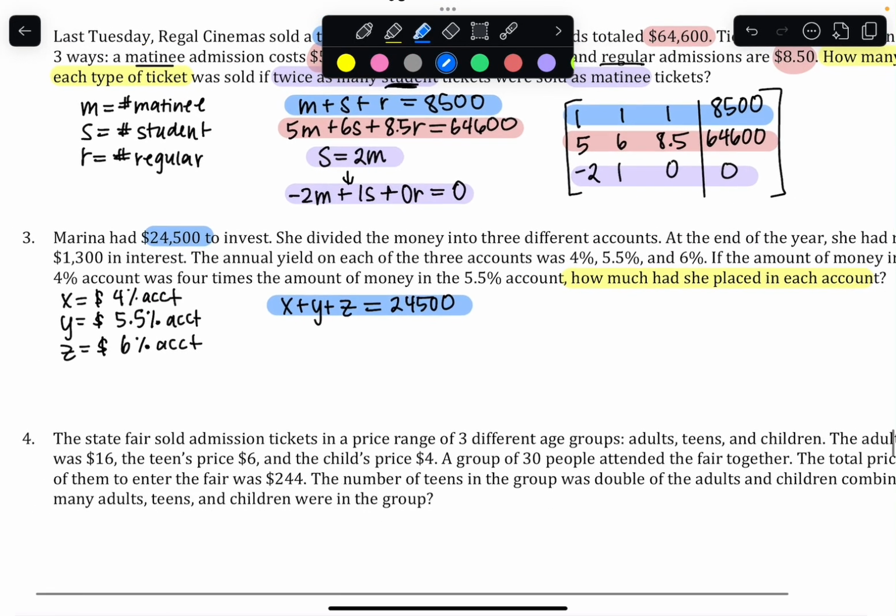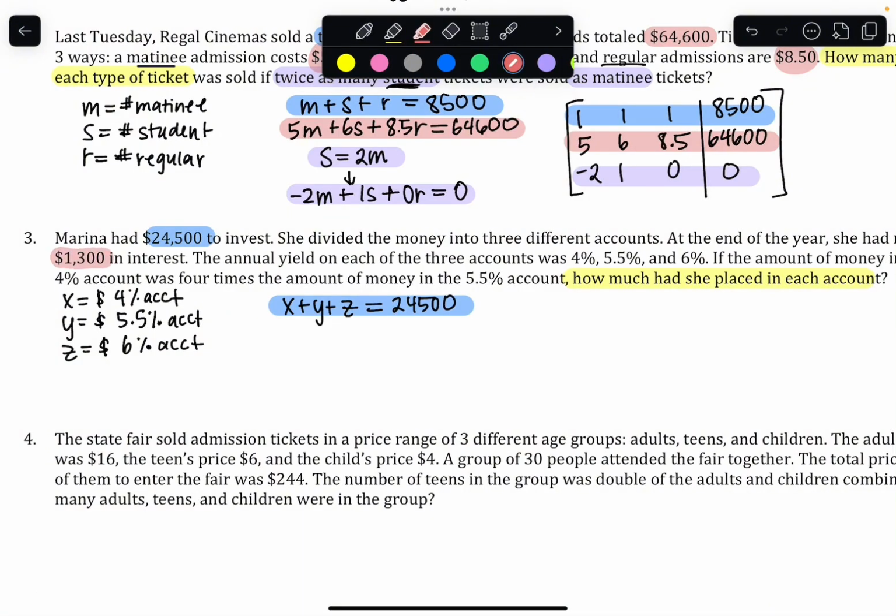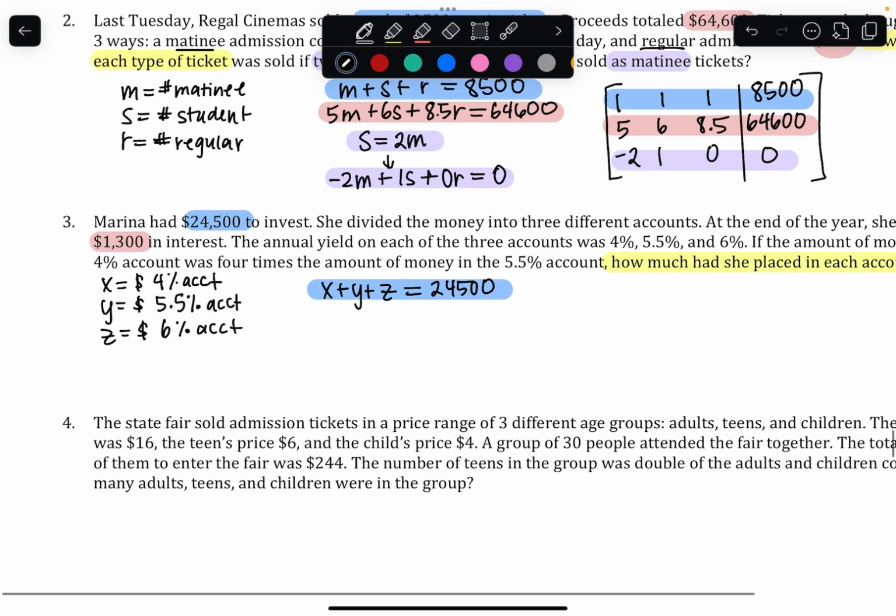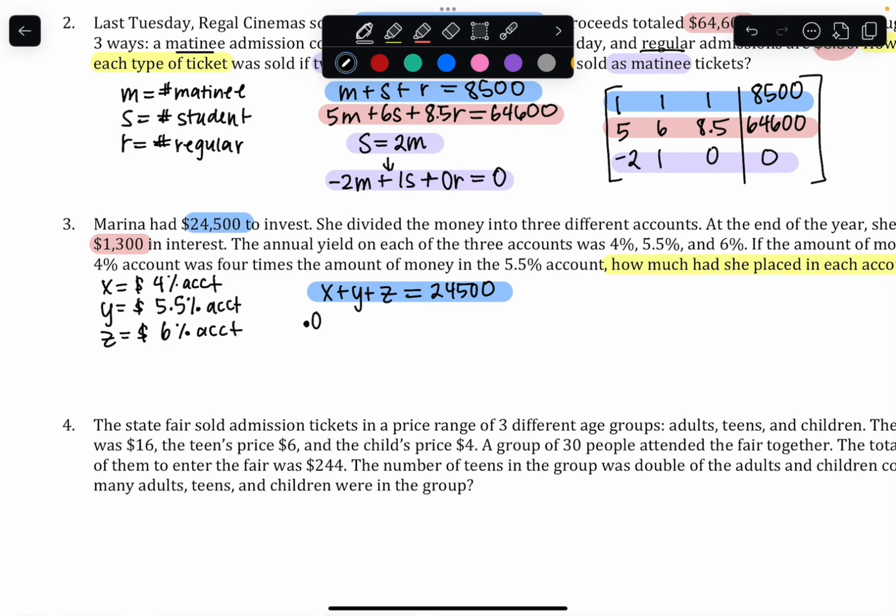Okay, and so she also earned $1,300 total in interest. To get the interest, we would have to multiply by the percent. And so the 4% would be 0.04 times X. The 5.5% would be 0.055. And then the 6% would be 0.06. You move the decimal 2 places to the left. Percent means per 100. So you're basically dividing by 100 when you move the decimal. Okay, and so if we add that up, we'll get 1,300.